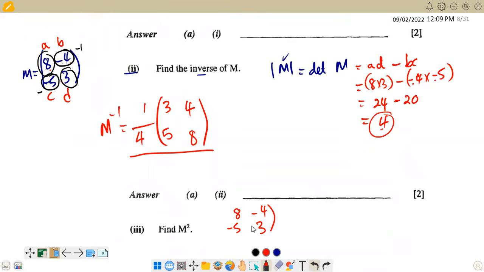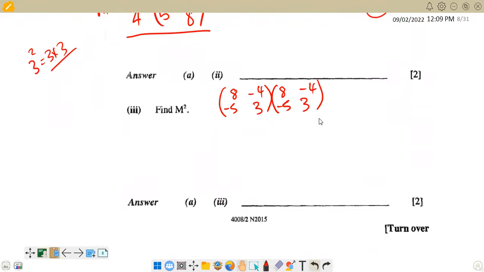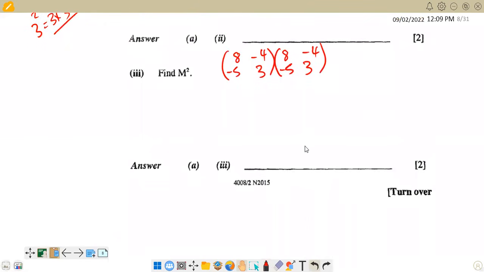So squared means you're multiplying it again. So that is 8, -4, -5, 3. Just like 3 squared is 3 times 3. So it's the same with matrices also. You just have to multiply that matrix again. So let us simplify, guys, and see what you're going to have. As you can see, we are back again to the row by column concept. This one is a 2 by 2 multiplying a 2 by 2, so our answer is going to be a 2 by 2 also.